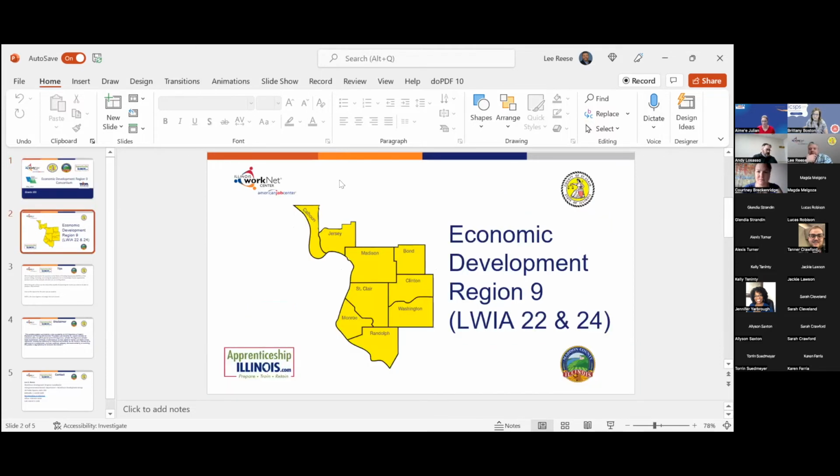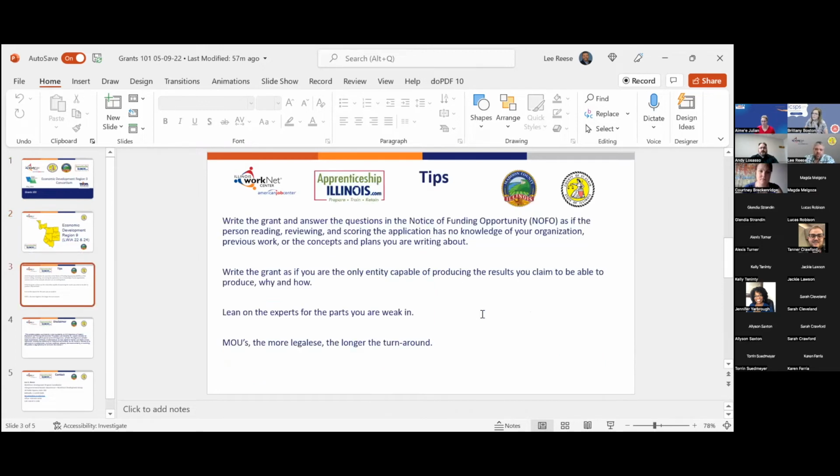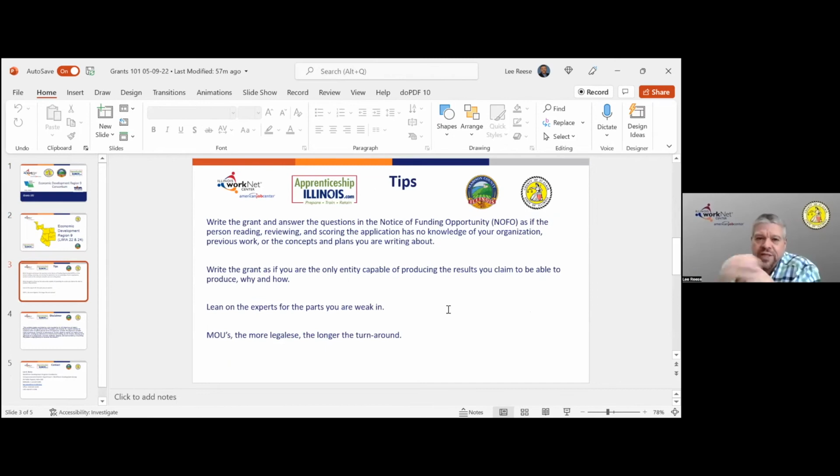I want to give you some tips from a local area. We're Economic Region 9 from the Department of Commerce and Economic Opportunity. We're two LWIAs, local workforce innovation areas, local workforce 22 and 24. And some tips from a local perspective is: write the grant and answer the question, notice the funding opportunity.